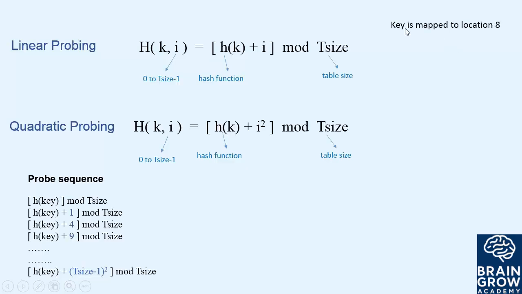Now suppose a key is mapped to location 8 by the hash function. In linear probing, we tried these locations. But in quadratic probing, we'll try these locations. We are adding 1 square, then 2 square, 3 square, 4 square and so on. So in linear probing, we probed locations adjacent to the initial hash address. But here, we are probing widely separated locations. And this reduces the formation of clusters.